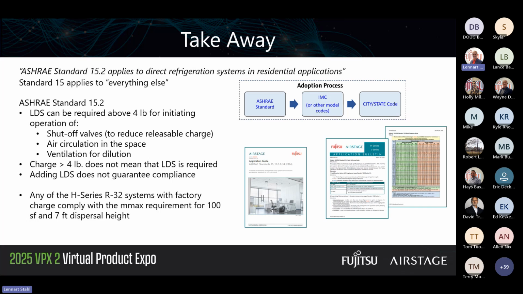Also, a reminder in the top right corner about the adoption process. The ASHRAE Standard is one thing. The IMC, or something similar, is a step before it can go down to city and state code. And then we have those application guides that we discussed several times already.